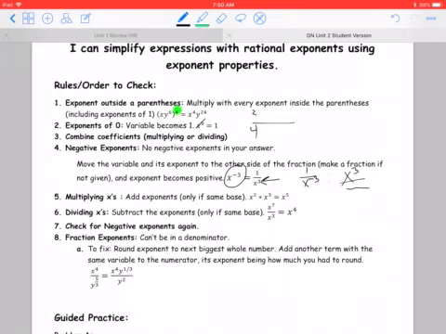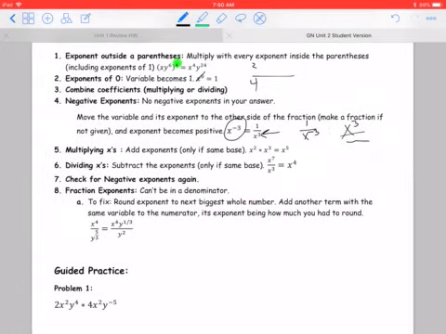Okay, number 5, multiplying x's. So if you have the same base, like y times y or x times x, you can add their exponents. You want to make sure you've already done the parentheses, though, if there are parentheses. Dividing, you're just subtracting the exponents, but it has to be the same variable. You can't do it with an x and a y. Okay, same variable. Number 7, you just check and see if there are any of those negative exponents after you've done this, because sometimes that subtracting will create one or the multiplying will create a negative.